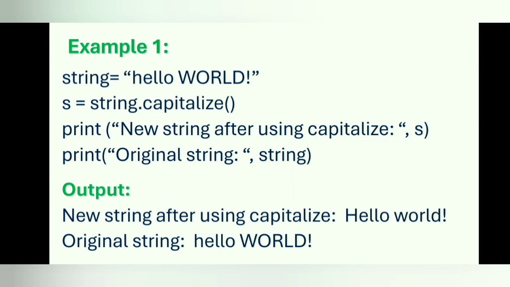Example 1. In this example, we assign the string value hello world to the variable string. In the following statement, we apply the capitalize method to this string and store the result in a variable s. Then the first print statement, print s, prints the modified string where the first letter is capitalized and the rest are lowercase. In our example, the first character h is capitalized and the rest are lowercase. Here the word world is converted to lowercase.